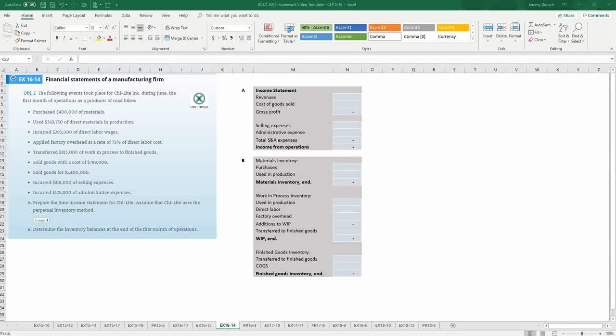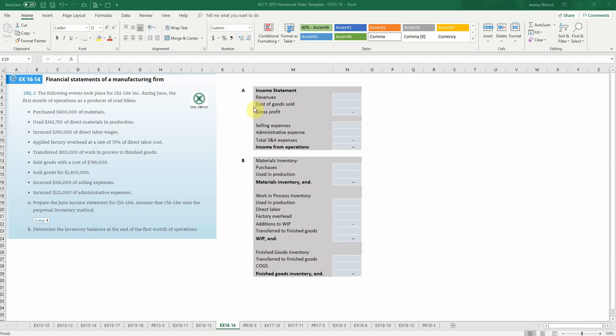Exercise 16-14. It's a fun little problem where they give us a bunch of information and we just have to put together a nice little income statement and calculate some inventory balances. So not a whole lot new here. I think you've seen part of this in the other problems that you've done so far. So let's just jump right in on this one.